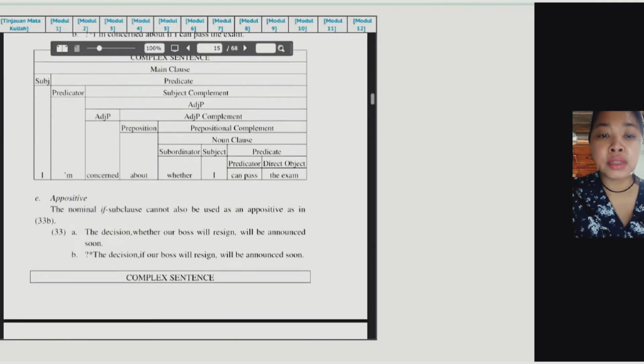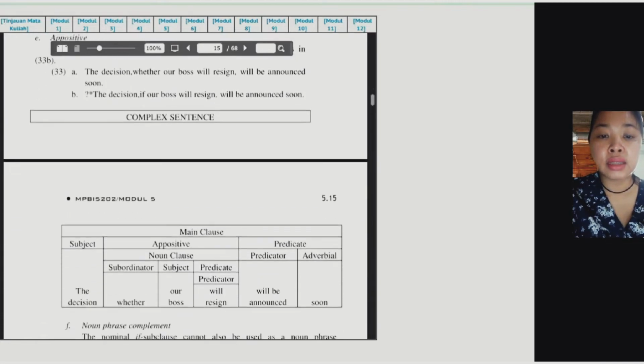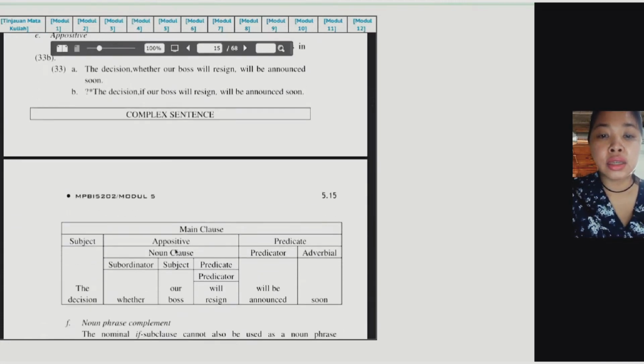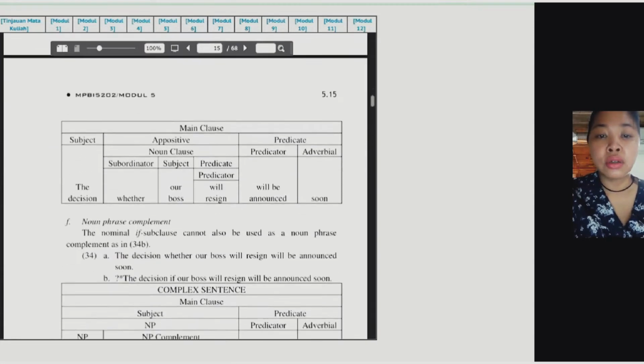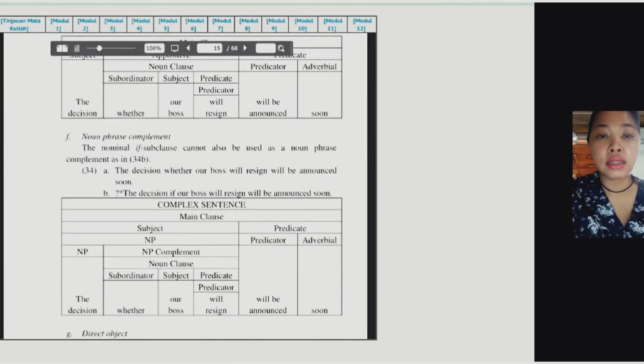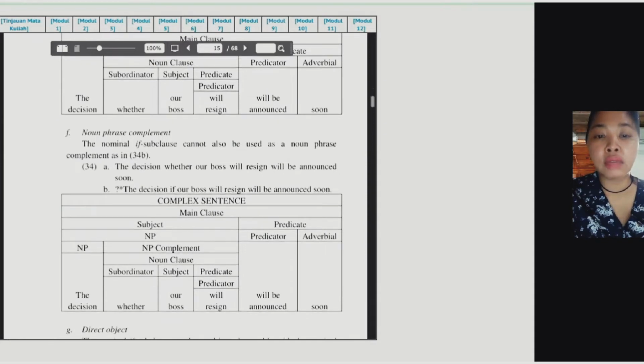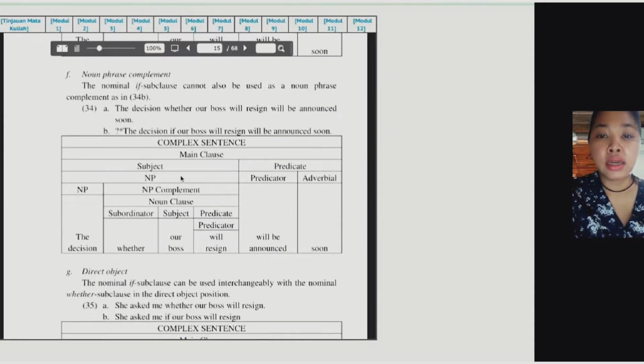And for the appositive, we can see here is the decisions, and then appositive, whether our boss will resign, and then predicate will be announced soon. Or next is noun phrase complement, like here the subject predicate, but if we break it down, the decision and then noun phrase complement, whether our boss will resign will be announced soon.